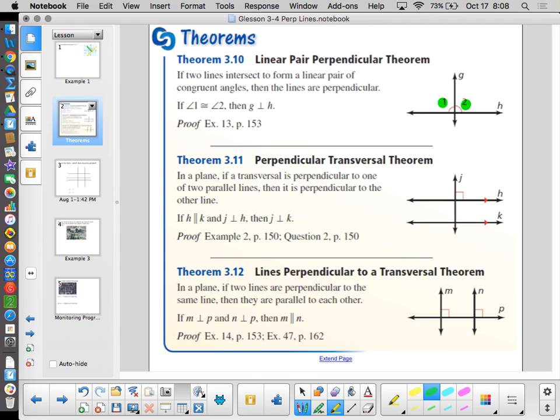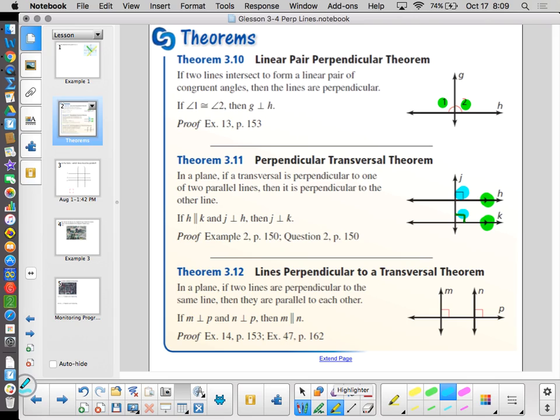Theorem 311, the perpendicular transversal theorem. Again, if a transversal is perpendicular to one line, so given the lines are parallel, notice we already know the lines are parallel here. Okay? So we already know that. And the transversal is perpendicular to one line, well, then by corresponding angles, if this is a right angle, this must also be a right angle, so it's perpendicular to the other line as well. Again, kind of obvious. A kind of obvious theorem. But basically, if lines are parallel, if we know they're parallel, and one is perpendicular, the other one must also be.